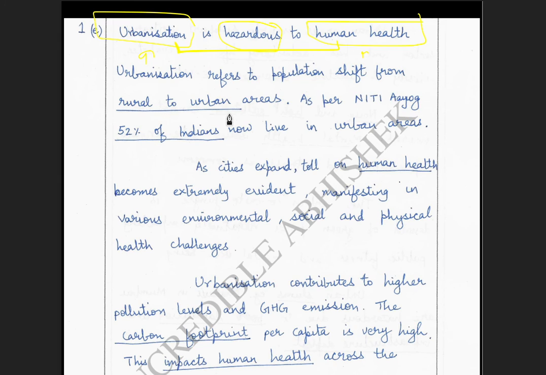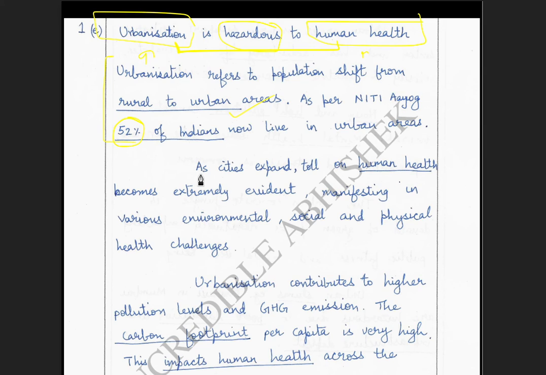Urbanization refers to population shift. Okay, good. As per Niti Aayog. Okay, this is a bland starting, but he has supported from urban to rural to urban areas. Okay, it's not too good, but yeah, okay. As per Niti Aayog, 52% of Indians now live in urban areas. Just because he has sustained his claim with an example on how majority are moving, so the definition checks out.